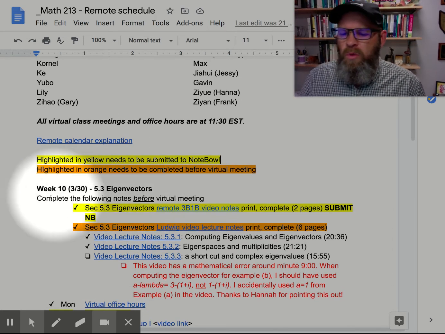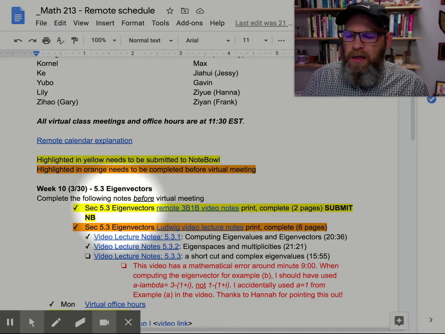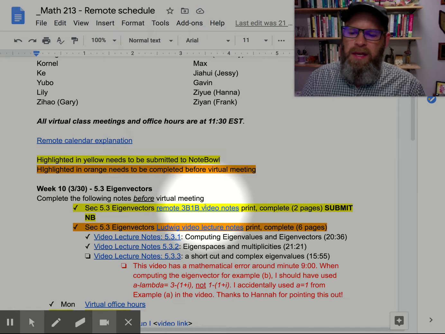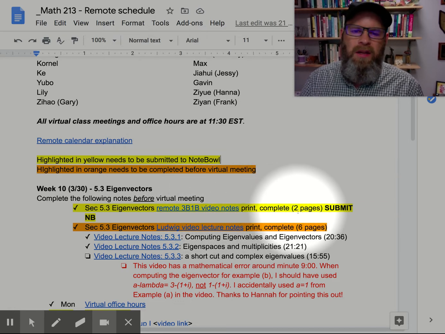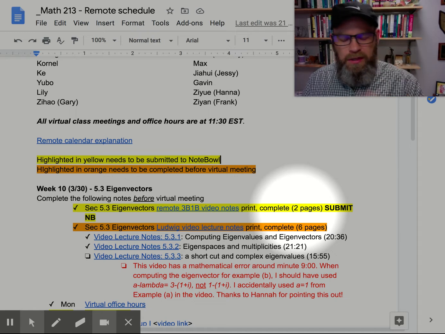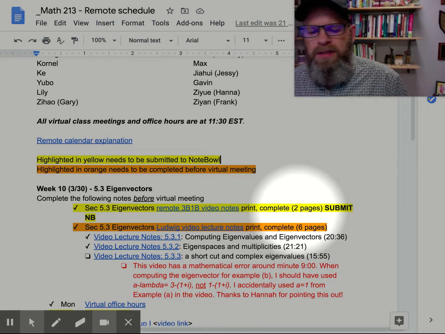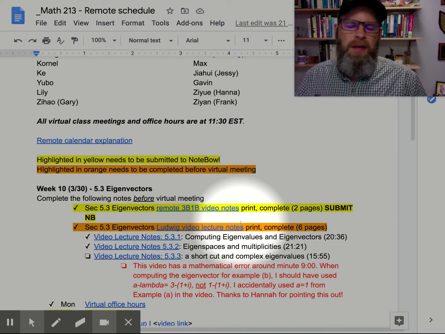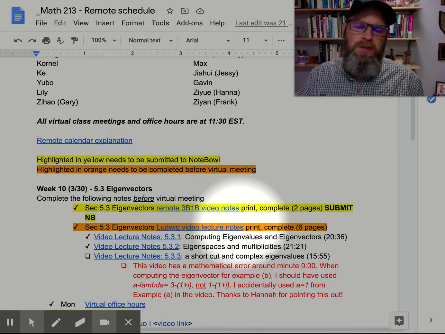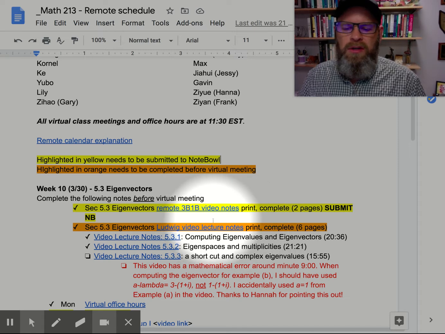Okay, so what does a week look like for me? So here's a week. Complete the following notes before our virtual meetings. So I split these into 2 pieces. I had a 2-page thing in yellow here. This was more of a warm-up thing that they were going to do on their own. Again, they were sending those things just by taking a picture. And then I split my class up into 2 sections. So I had one half of the class on Wednesday and one half of the class on Friday, and they were to do these other lecture notes before then.